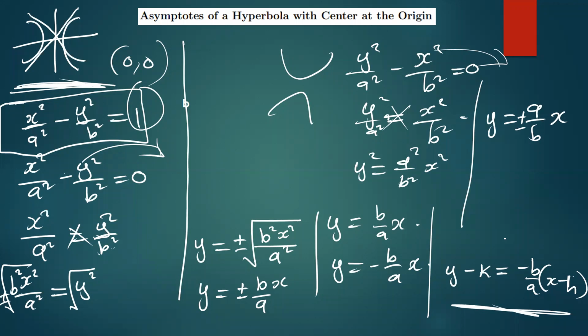And then if you have the center (h, k), you have y minus k being equal to plus or minus a over b times x minus h.